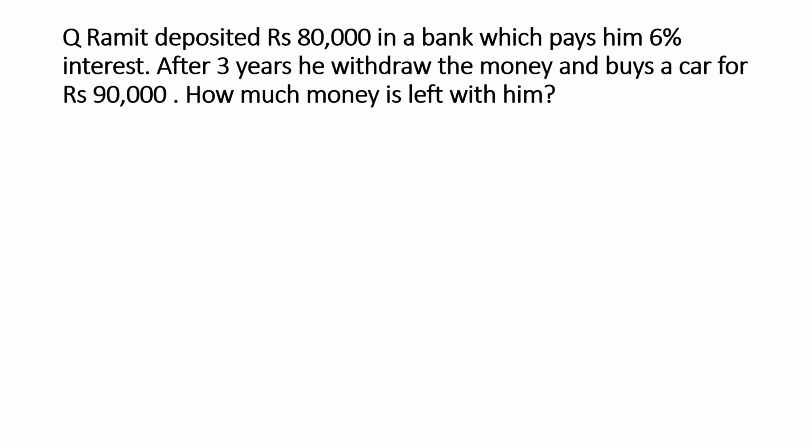Next, Ramit deposited rupees 80,000 in a bank which pays him 6% interest. After 3 years, he withdraws the money and buys a car for rupees 90,000. How much money is left with him? Now principal is given to us, that is rupees 80,000. Rate of interest is 6% and time is 3 years. After 3 years, when he withdraws the money, what will he get back? Only interest? No, he will get the amount, because he will get the money as well as interest. So we are going to calculate the amount in this question.